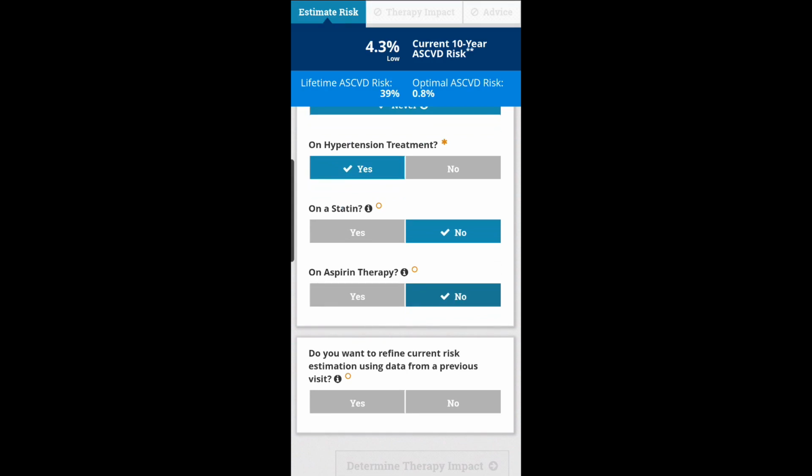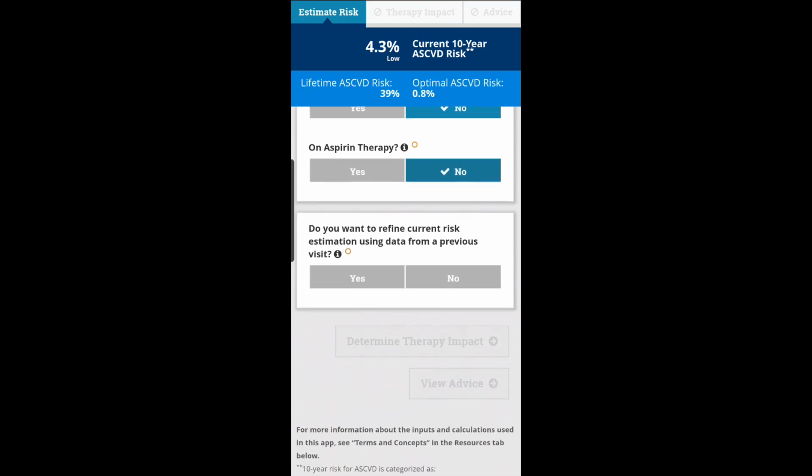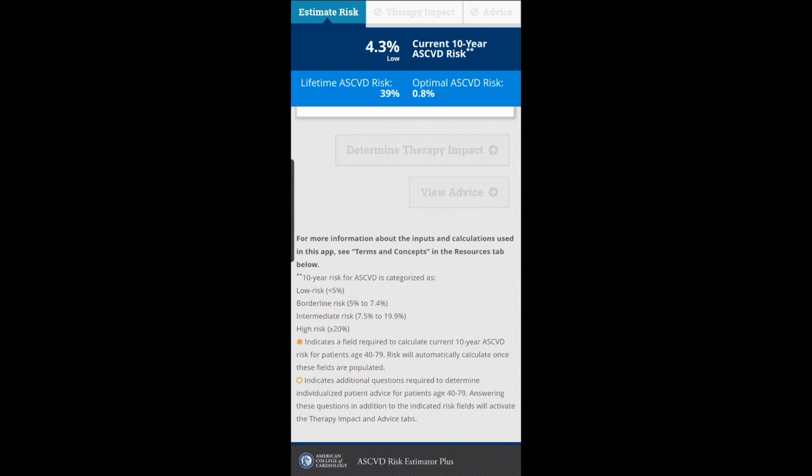If you look at the top, the dark blue section shows that your risk is low. That means the current 10-year atherosclerotic cardiovascular disease risk is low, 4.3%. How do you know if it's low or high? If you scroll down further, you see the information. If the number is below 5%, it's low risk; if it is between 5 and 7.4%, you're at borderline; if it is between 7.5 and 19.9, you're at intermediate risk; and if it is 20% or higher, you're at high risk.